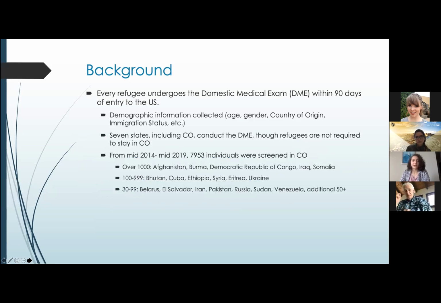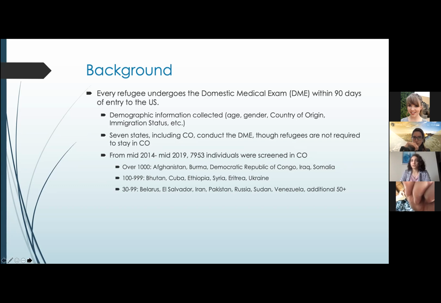So just as a little bit of background, every refugee who enters the United States has to undergo this domestic medical exam within the first 90 days. Only 7 states in the United States conduct these exams. Colorado is one of them. During the DME, they'll collect demographic data such as age, gender, race and ethnicity, country of origin, and also a medical history and what kind of immigration status they qualify for.